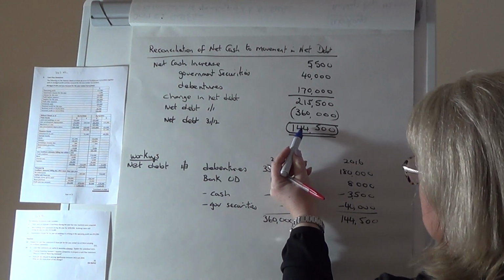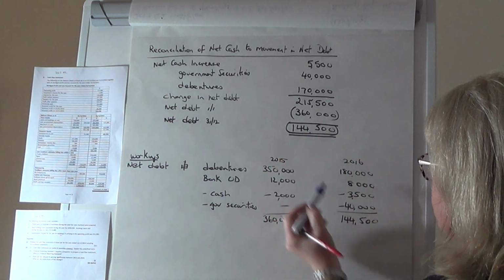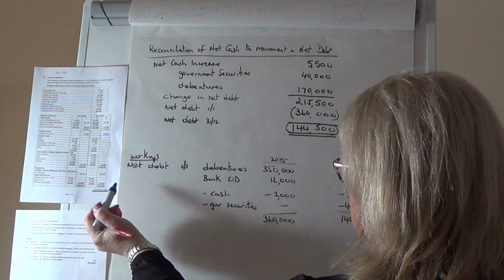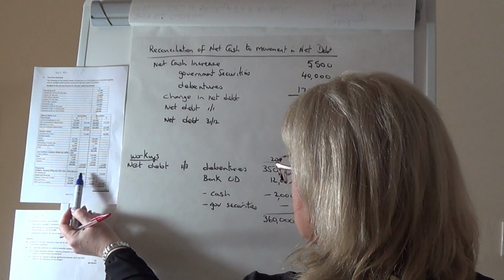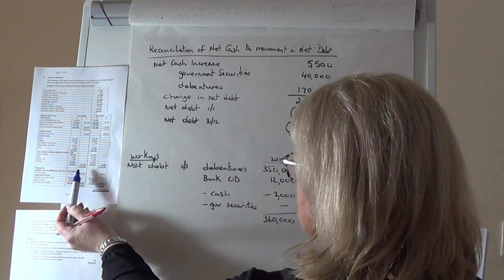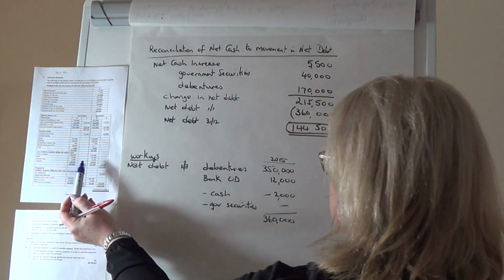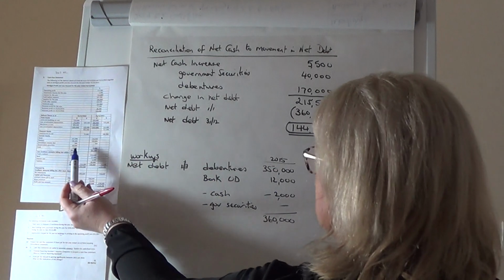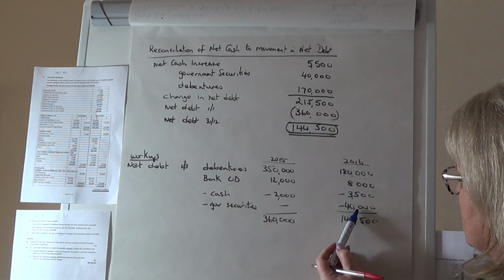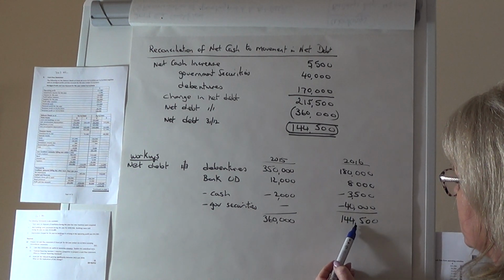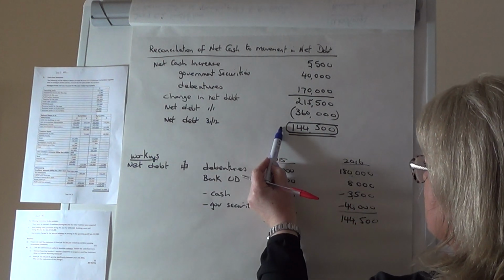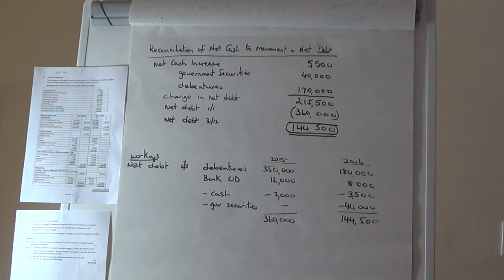And you can cross-check that final figure by looking at your balance sheet. So for the 2016, if I take my debentures, they were 180. If I look at my bank overdraft, that was 8, so that's 188 in debt. But I have cash of 3,500 and I now have the government securities of 40 to offset against that debt, so my net debt is 144,500. So you can check and see if your net debt closing figure balances correctly.